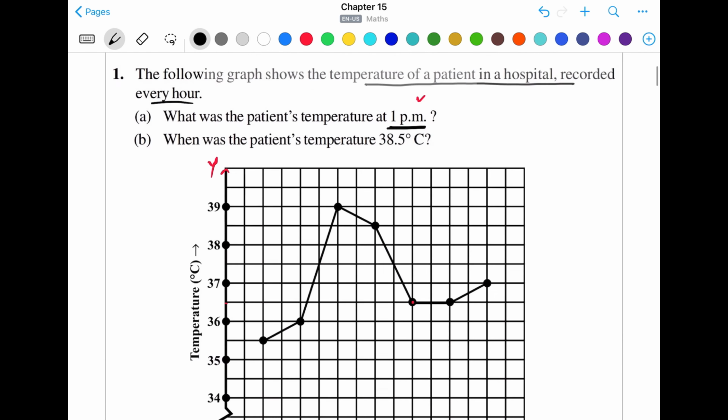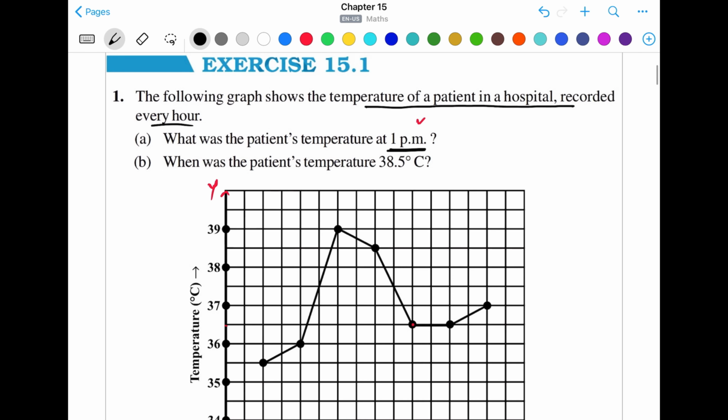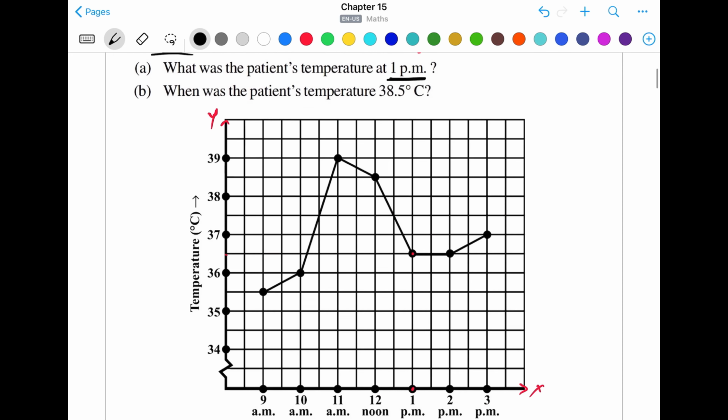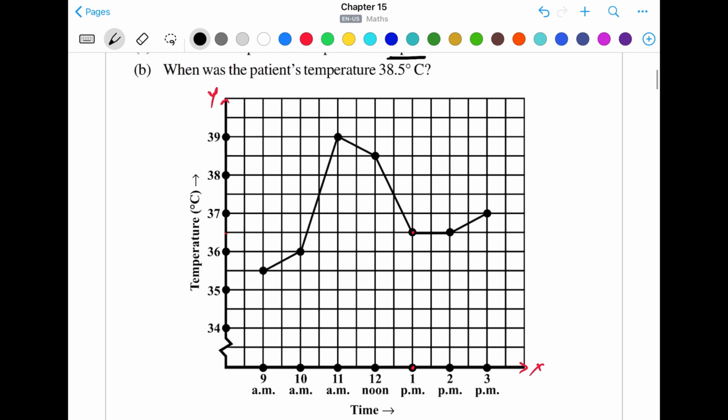Next we have, when was the patient's temperature 38.5? So this is 38 here. In between 38 and 39 we have 38.5. On this line we have this temperature, and this temperature is at 12 noon.